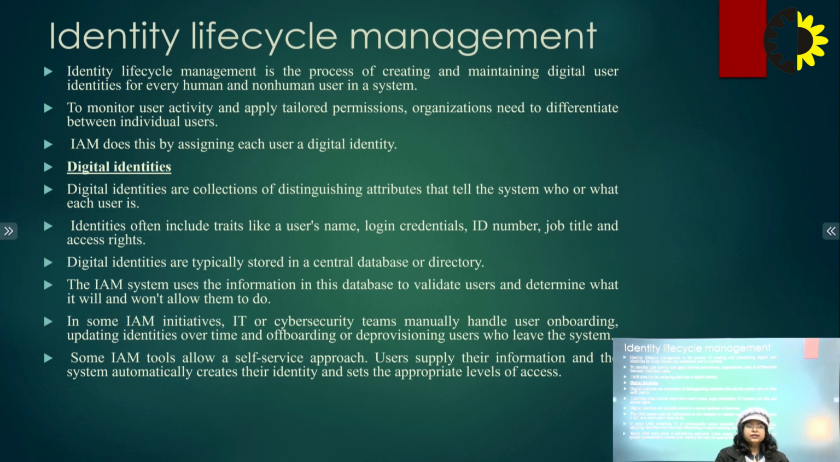The digital identity of each user is stored in some database or directory, and these IAM systems use this database to identify or validate the users and determine what they will and would not be allowed to do. So based on these digital identities, the IAM systems find out how much access is given to the particular user and how many resources this user can access.